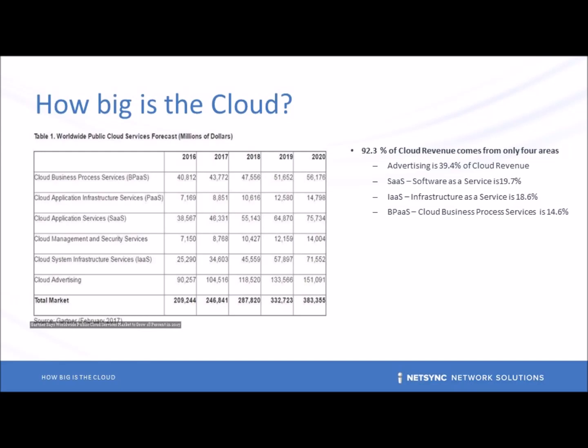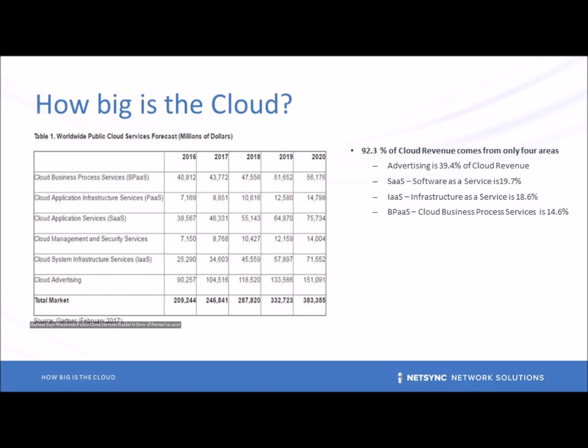This is one that a lot of people don't think of, but there's certainly an entire category out there consisting of a little over 14% of the cloud. Everything else makes up less than 8% of the revenue of the cloud. So this is a good way to think about what is the cloud. So let's go and look at one more.